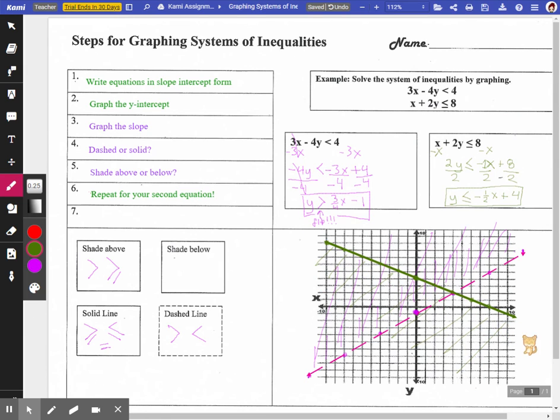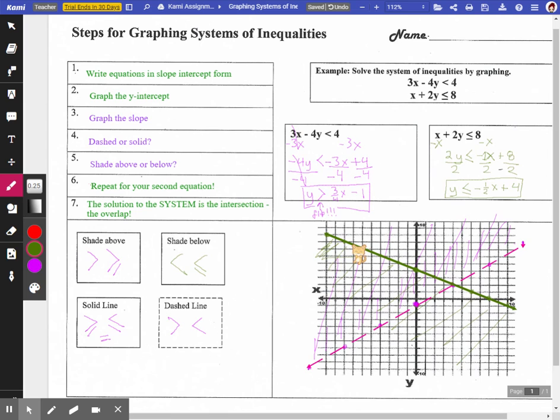So everything underneath the green line is a solution to the green equation. Everything above the purple line, pink line, is a solution to the purple equation. But I only care about the solution to this system, which is where it overlaps. It's the intersection of the two solutions, so it's the area where both are true. So it's the area that has both colors, the red and the purple and the green. So that's the part that we color in really, really thoroughly because that's our actual solution.